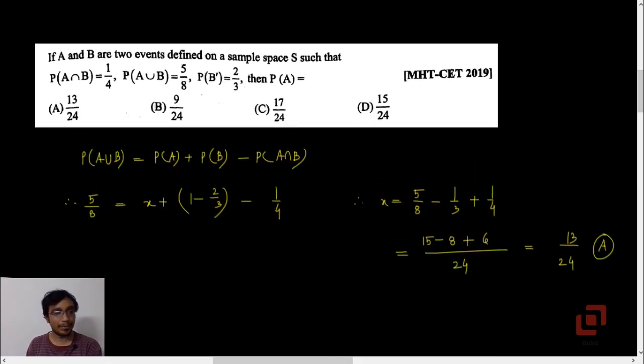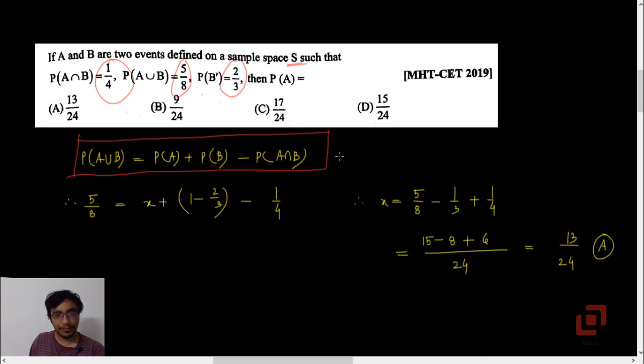Yes, this is the last one. Similar to what we did in that addition theorem question. If A and B are 2 events defined on a sample space S, such that probability of A intersection B is 1 by 4, probability of A union B is 5 by 8, probability of B complement is 2 by 3, then probability of A is equal to. Simple. Write down the addition theorem. Even in the one before the previous, in that problem we have used the theorem.